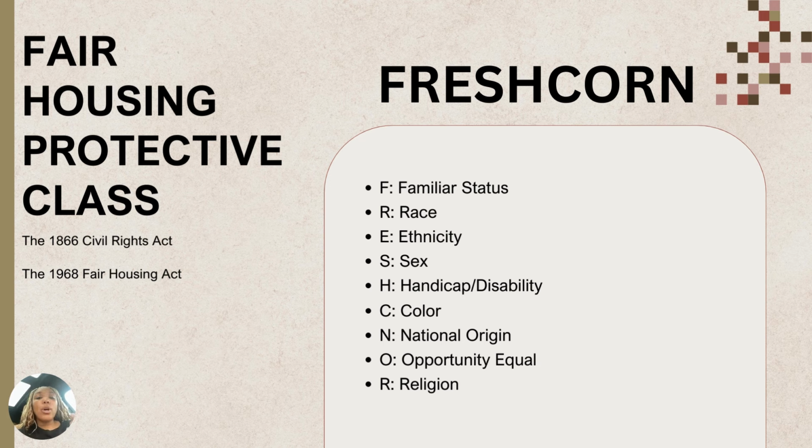So remember, when you see FRESH CORN: familial status, R is for race, E is for ethnicity, S is for sex, H is for handicap or disability, color, national origin, opportunity, equal, and religion.